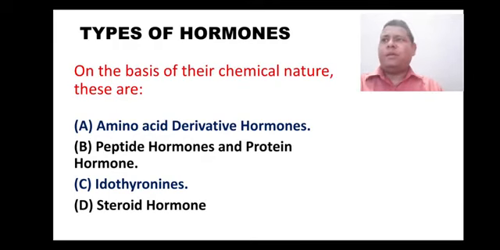Point number 3, iodothyronines. Iodothyronines are a group of iodinated amino acids which have a diphenyl ether ring system in the side chains. And point number 4, steroid hormones. Examples are aldosterone, cortisol, androgens, testosterone, estrogens, and progesterone.